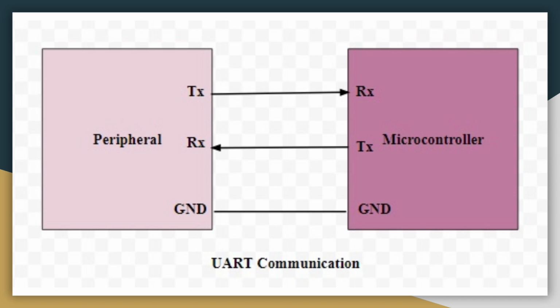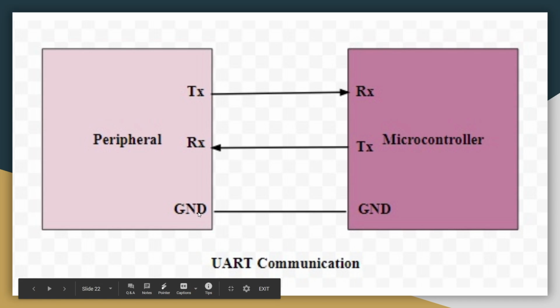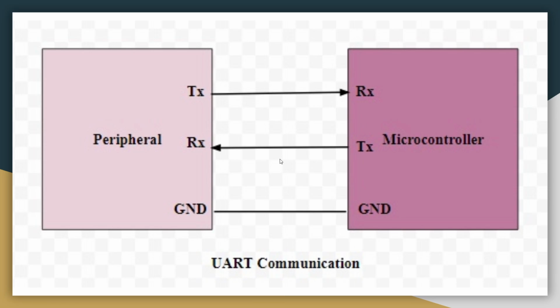The Bluetooth module for your Arduino has to somehow communicate to the microcontroller. It usually uses UART communication, because the Bluetooth module has a transmission pin, a receiving pin, a 5 volts and a ground, whereas the microcontroller Arduino also has a transmission and receiving pin and a ground. So the transmission pin of the peripheral, the Bluetooth module, is going to send the data to the receiving pin of the microcontroller.